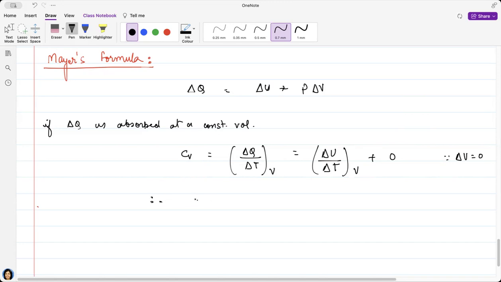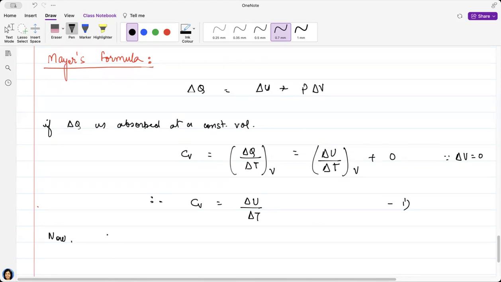Now, I can write it down as Cv is equal to delta U by delta T. Why have I removed the subscript? Because whatever the internal energy of the gas, that depends only on the temperature, not on the volume. So this, let us say, is my equation number 1.